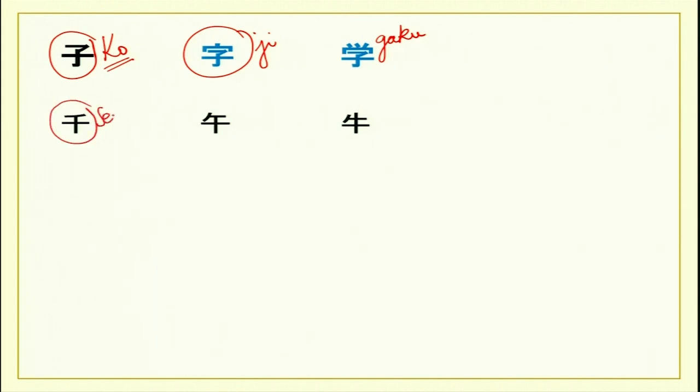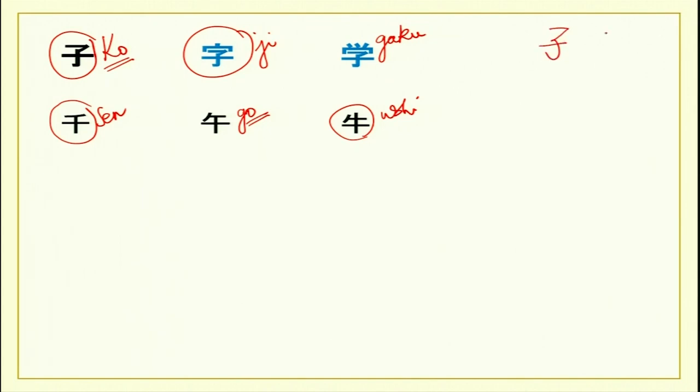So, sen, which is 1000. Go, you have done in gogo and gozen, which means afternoon. And then this is ushi. I'll quickly write all of them for you.